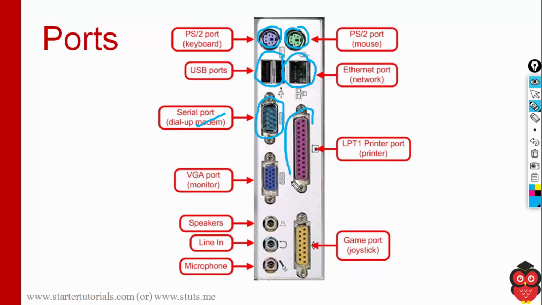And this large port over here is called a printer port, which is used to connect a printer or scanner. And this is called a VGA port, which is used to connect display devices like monitors, projectors, etc. And this yellow port is used to connect a joystick. And these three small ports: this is for connecting speakers, this is for connecting headphones, this is for connecting a microphone. You can see the symbols here and you can connect the devices.